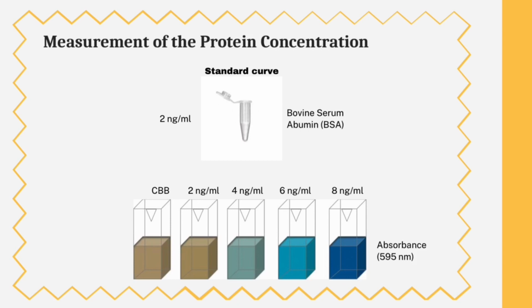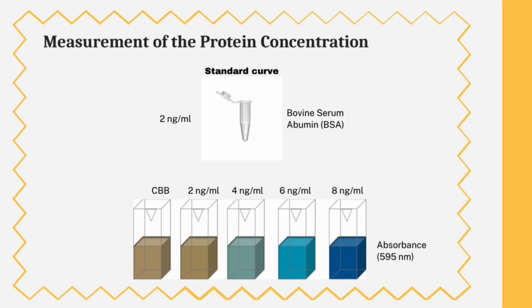And we can produce more, and we can make it as much as we want. If you look at the color here, when the Coomassie brilliant blue is alone, it's reddish. 2 nanogram is not so obvious. The bluish color is not so obvious. Then 4 nanogram, it becomes more and more bluish.